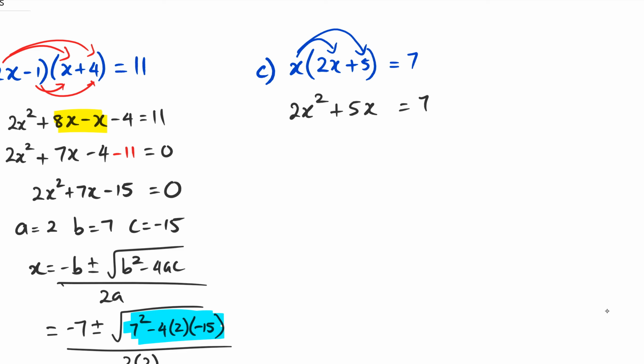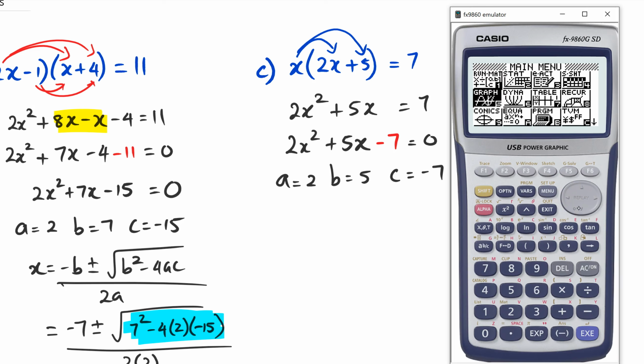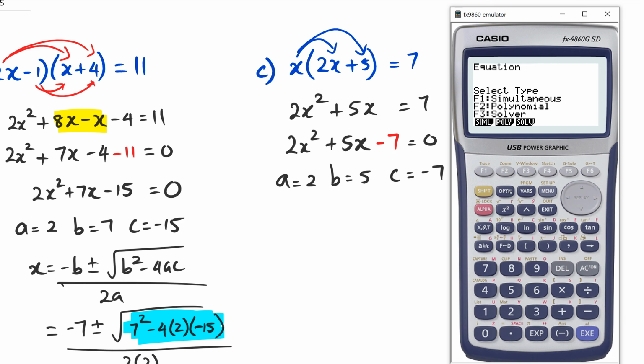And remember, you always got to put quadratic equal to 0. So we're going to write 2x squared plus 5x minus 7, because when we bring it across, the signs change, equals to 0. So if we look at our values, a is 2, b is 5, and c is minus 7. So going into the graphics calculator, we're going to put in those values.